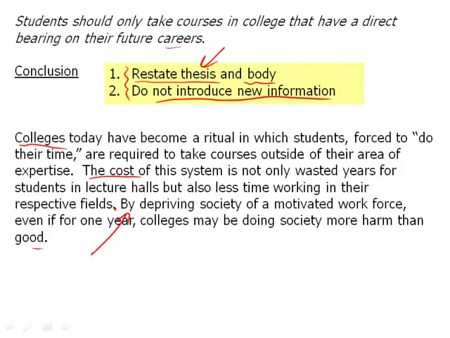So again, I am very general. And what I tell people about the conclusion is it's not that important. It can even be one sentence. This could have been my conclusion right here: "The cost of the current college system is not only wasted years for students in lecture halls, but also less time working in their respective fields." Period. It's not the best, but again, they're not looking so much at your conclusion. They're looking at your body paragraphs and how you reason. But if you do have enough time, a nice three-sentence conclusion like this is perfect. Do not write more. This is as long as any conclusion really has to be.